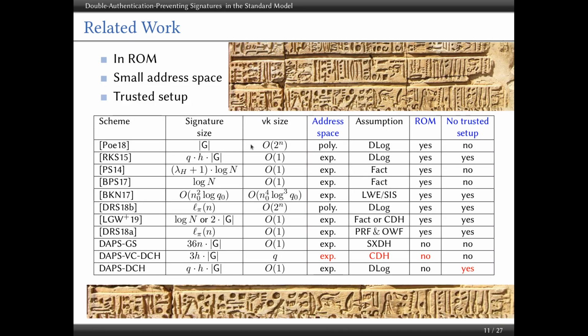There is a lot of information on this slide, but all I want you to know here is that compared to previous works, most of them are in the random oracle model, and the ones in the standard model can just support a small address space, or are only secure in the trusted setup where the keys are generated honestly. In this paper we have presented two, or you can say three, constructions which are in the standard model, with no random oracle, and one of them is even secure in the untrusted setup.